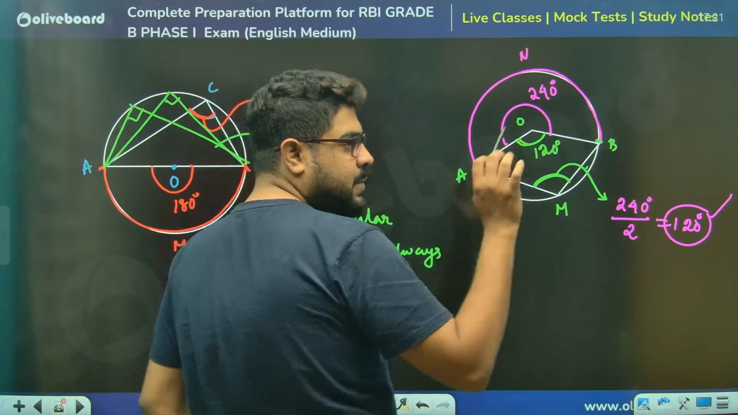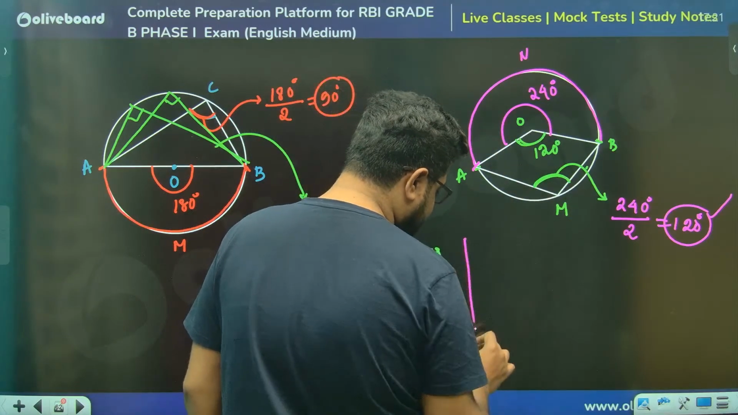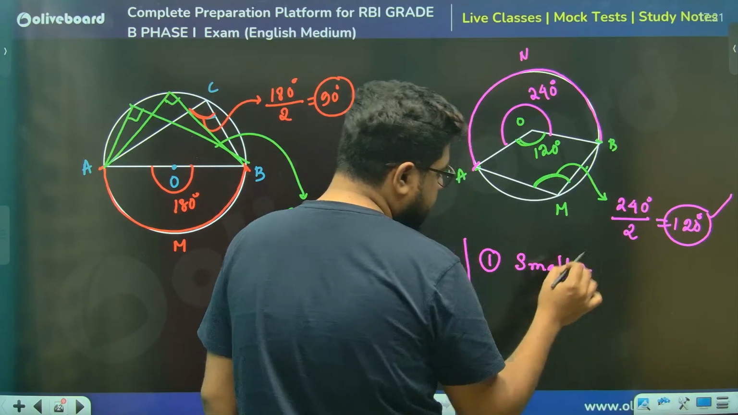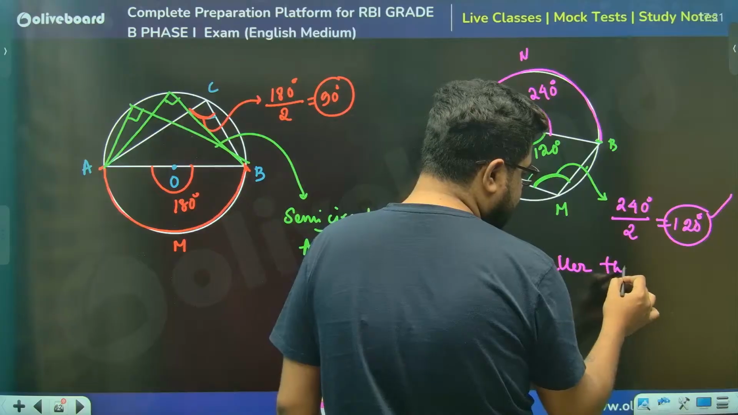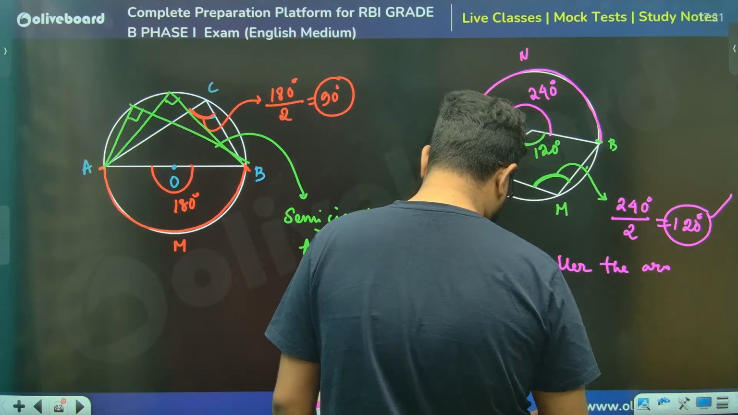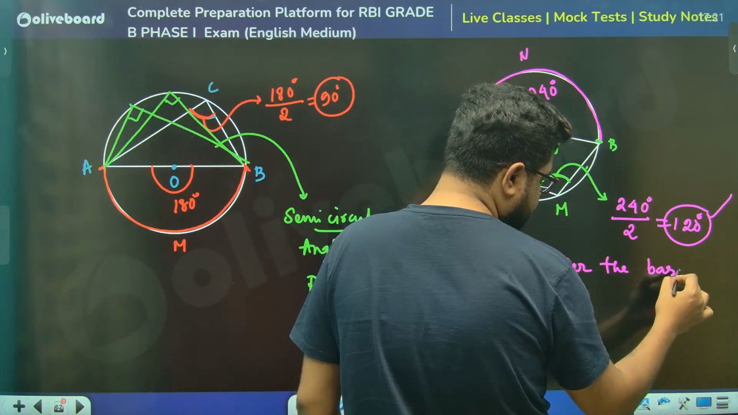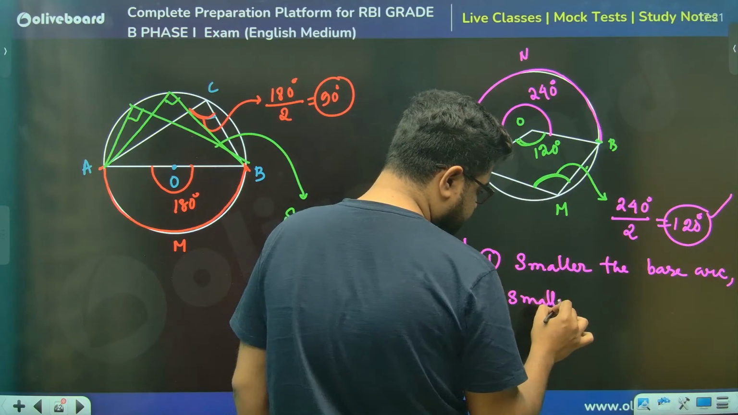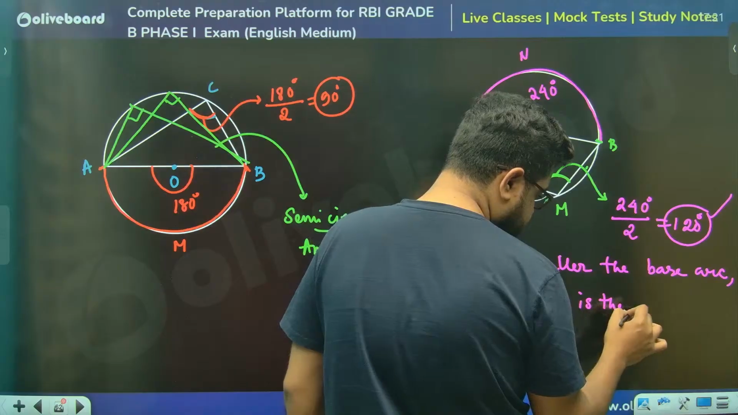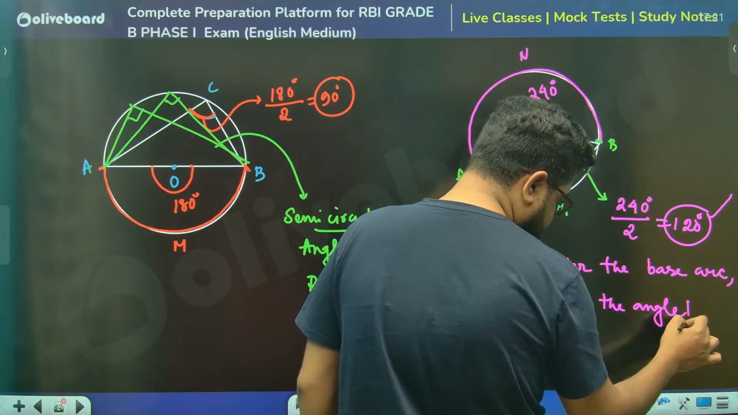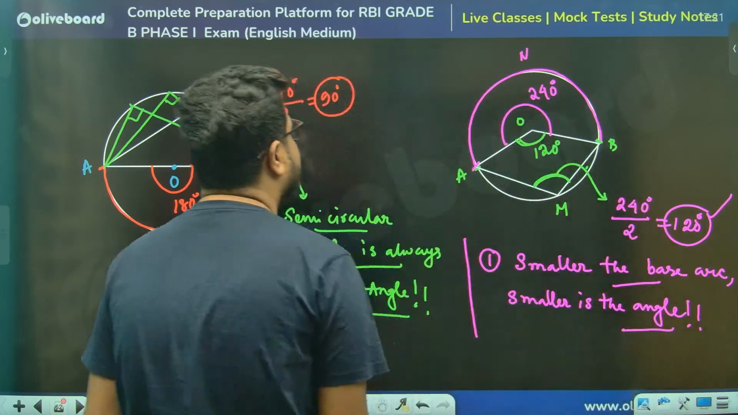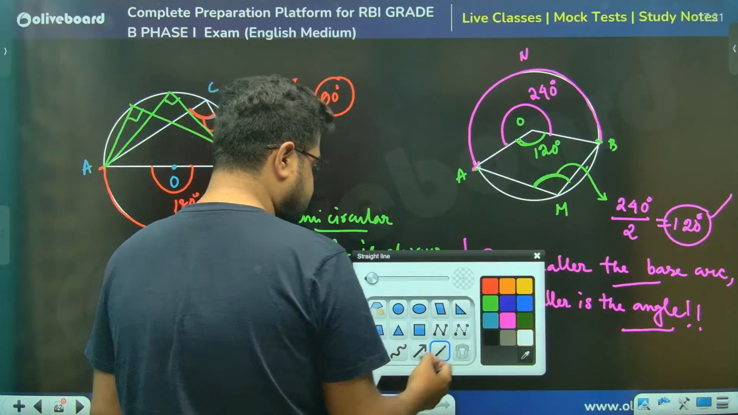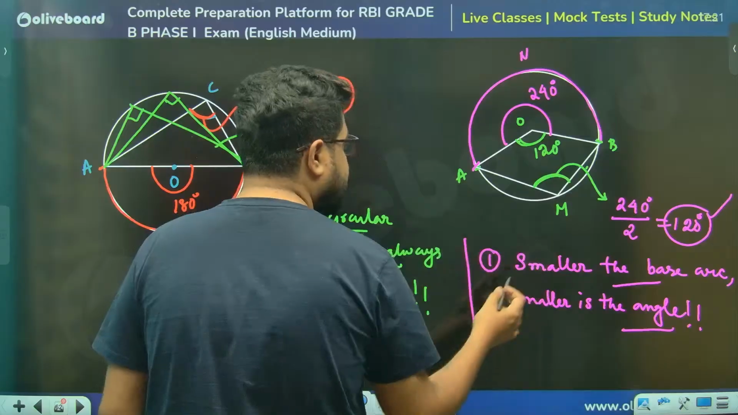Now, please understand, I'm writing one statement. Smaller the arc, or rather smaller the base arc, smaller is the angle. Now, in what context have I written this? Understand, sir. Let's say I draw a circle like this over here.